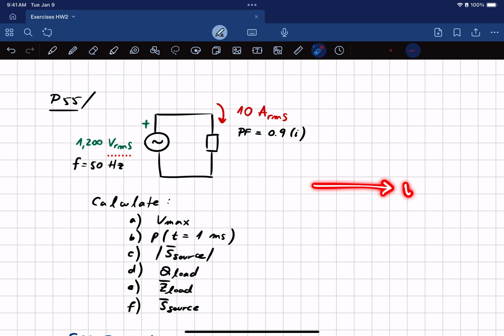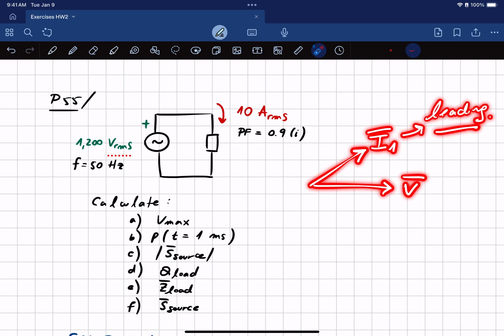So what do we mean with this? Let's say we have a voltage that is a reference. Same thing that we're going to do on this problem. If the current is ahead of that voltage, let's call it I1, then we say that this current is leading the voltage. What does it mean? It means that the circuit is capacitive. And we're going to see on this problem that this has a direct meaning with the reactive power sign.